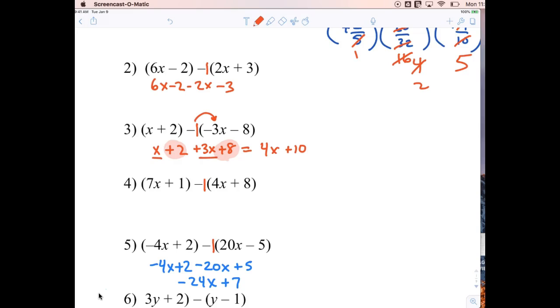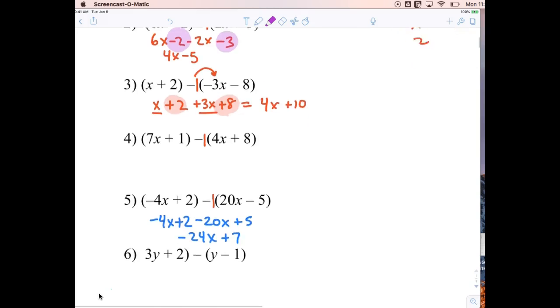Anybody have any questions with that? And then it's just a matter of combining terms. What is 6x minus 2x? 4x, right? And then combining terms, 4x minus 5. We did a -2 and we did a -3. Any questions with number 2? So it's 4x minus 5. So that's your answer, 4x minus 5.